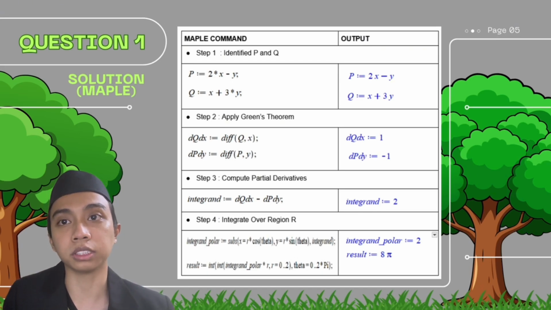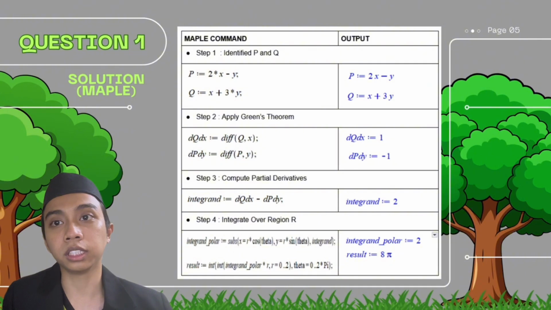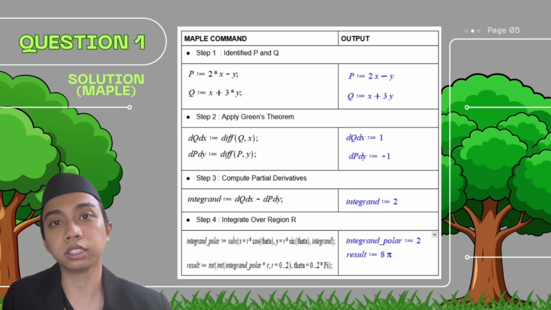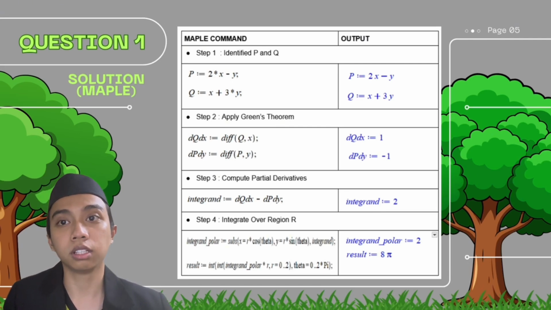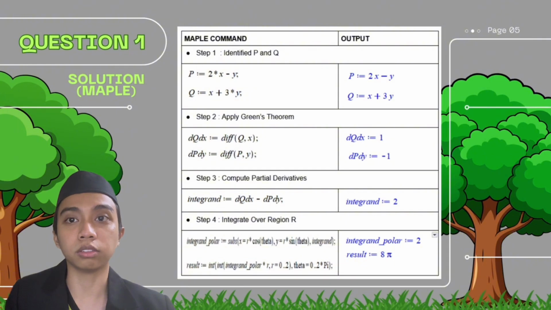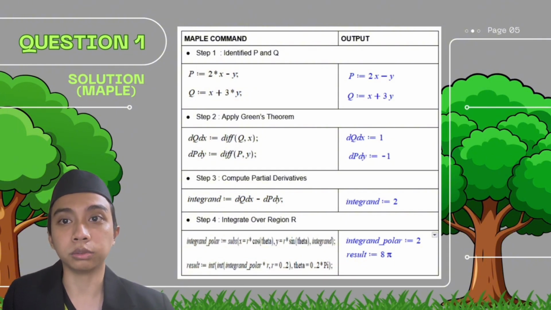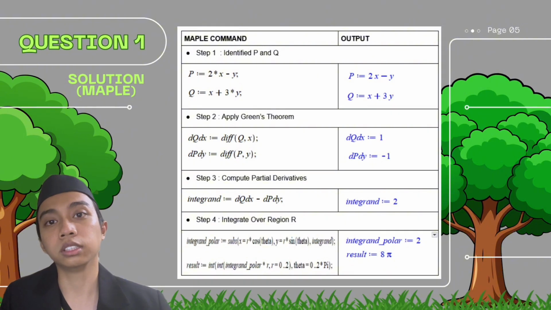Step 3, compute the partial derivatives. The integrand is equal to dQ/dx minus dP/dy, so we get the integrand equal to 2. Step 4, integrate over region R. Convert the integrand to polar by substituting x equal to r cos theta, y equal to r sin theta, then integrate. So we get the result 8 pi.